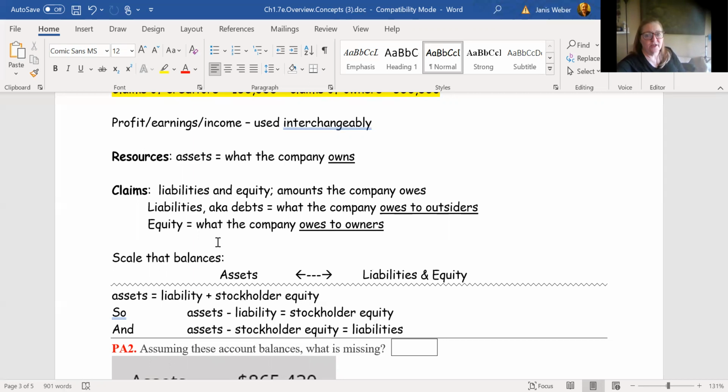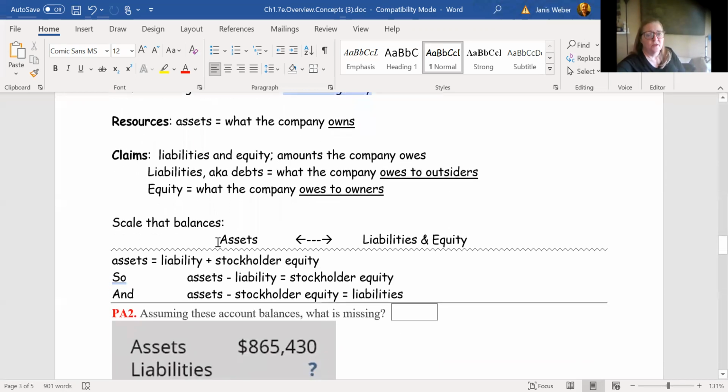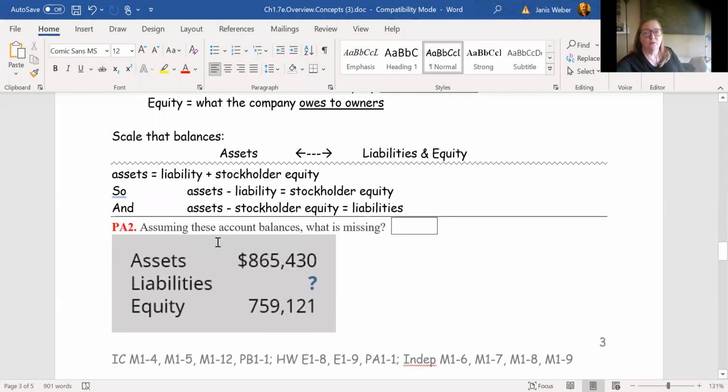So that's what the creditors are, the outsiders that are not the owners. And so assets equals liabilities plus equity. It's a scale that balances, and every time you change the asset amount, it automatically changes the liability and equity total. So if you know one of these things, you can find the others. Assets equals liabilities plus equity, so assets minus liabilities equals the stockholders' equity.